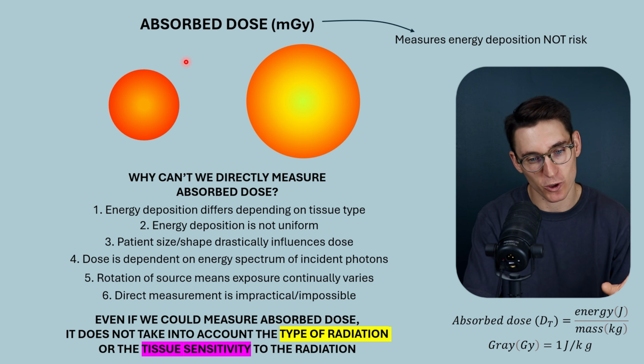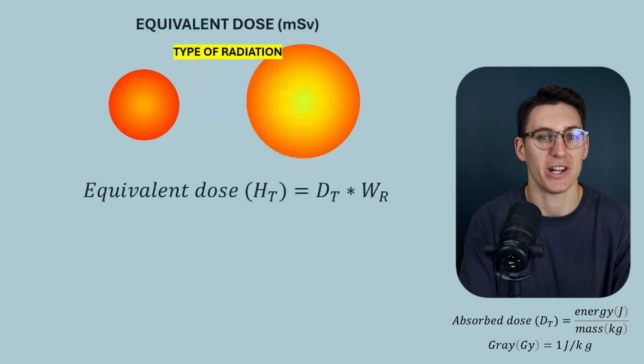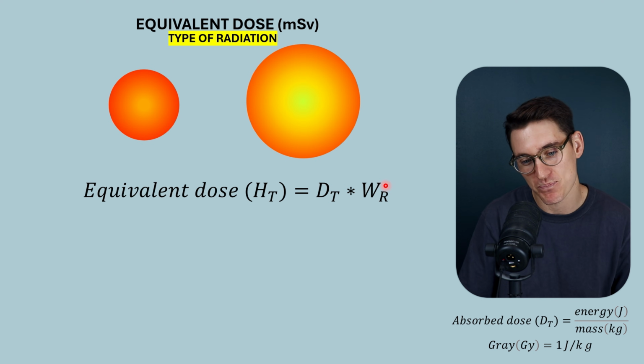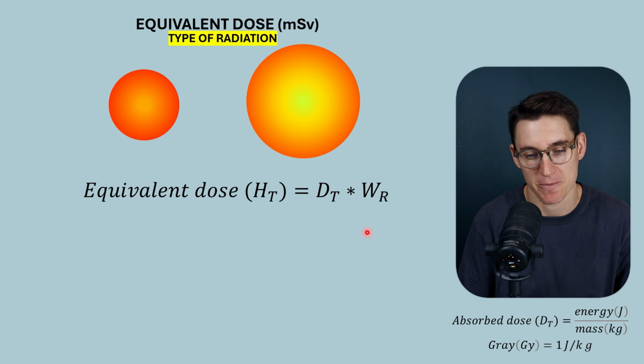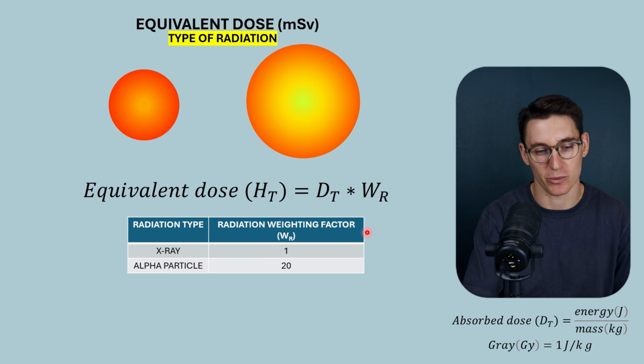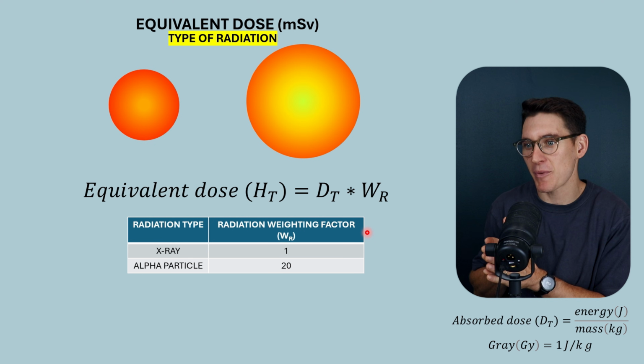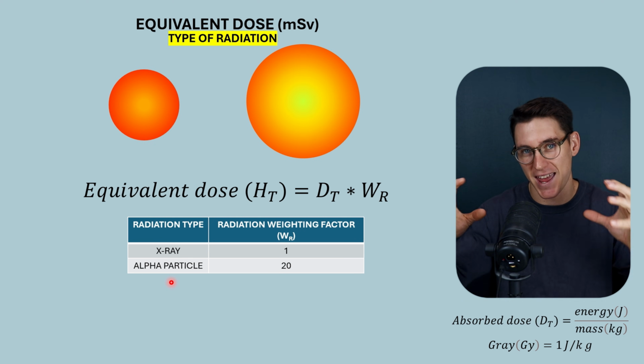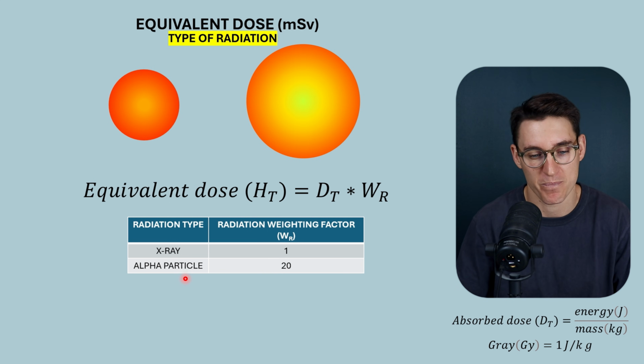So let's take the absorbed dose and account for the type of radiation. This is what's known as the equivalent dose. We call the equivalent dose H, with subscript T for tissue, here. We take the absorbed dose and we apply what's known as a weighting factor, a radiation weighting factor. Now, when we looked at linear energy transfer, we said that X-rays have a much lower linear energy transfer than, say, something like an alpha particle, which is a heavier, more highly charged particle.